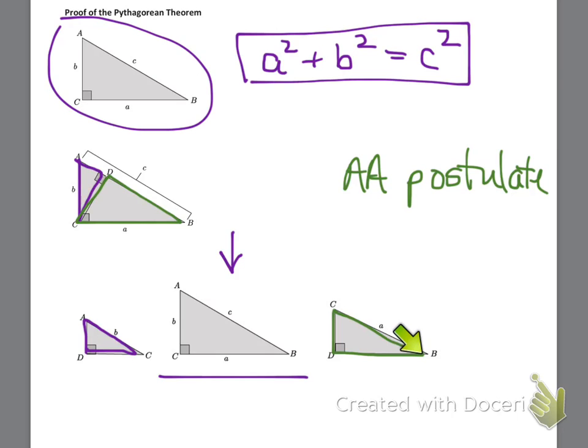Therefore, because this angle and this angle are congruent to these two angles in the original triangle, I know that by angle-angle those two have to be similar. So what I have is three similar triangles.